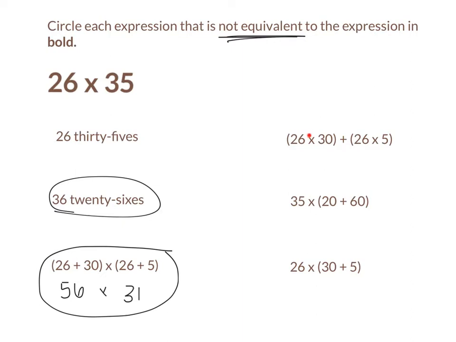I had 30 of them, and I'm adding 5 more. So how many do I have altogether? So is that equivalent? Is that the same? Yes. So do we need to circle it? No. Okay, let's look at this next one down here.